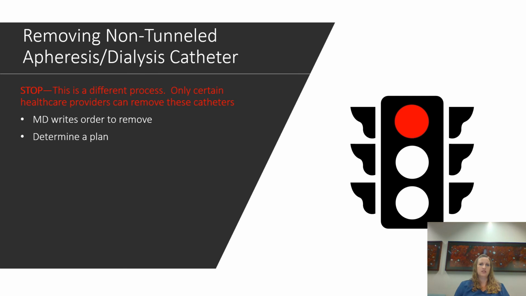However, these catheters are different when it comes to removal. Although these are considered non-tunneled central lines, these dialysis and apheresis catheters can only be removed by certain healthcare providers. So when you receive an order for your non-tunneled apheresis or dialysis catheter to be removed, you want to contact the apheresis nurse for those non-tunneled apheresis line removals, or contact the dialysis nurse for the non-tunneled dialysis line removal. You want to determine a plan for the patient to have that line safely removed in the shortest time possible. The longer a line is in place, the more potential that patient has for infection.